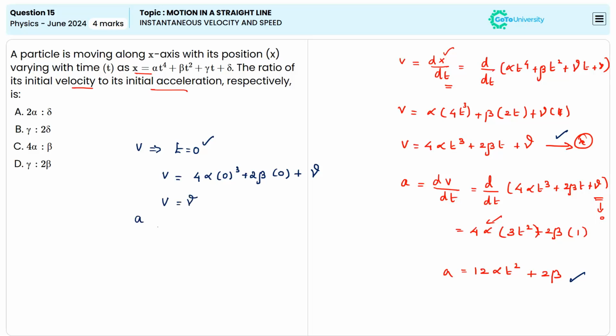Similarly, the initial acceleration is the acceleration when the time is 0. So here we can write the acceleration will be equal to 12 alpha times 0 square plus 2 beta. So the initial acceleration will be equal to 2 beta. So now we have the value of initial velocity and initial acceleration. So the ratio will be gamma is to 2 beta. So the correct answer for this question is option D here.